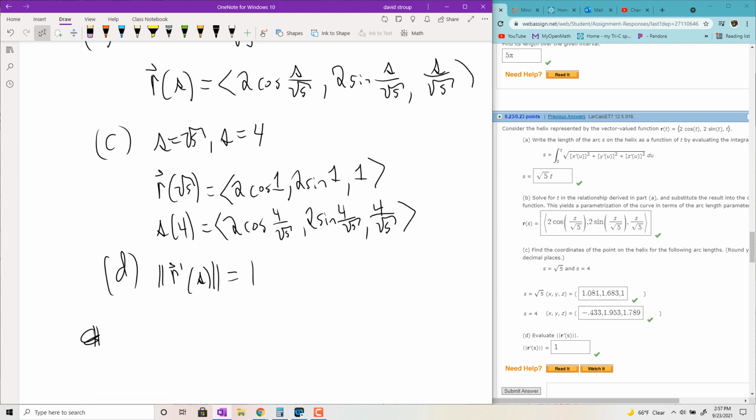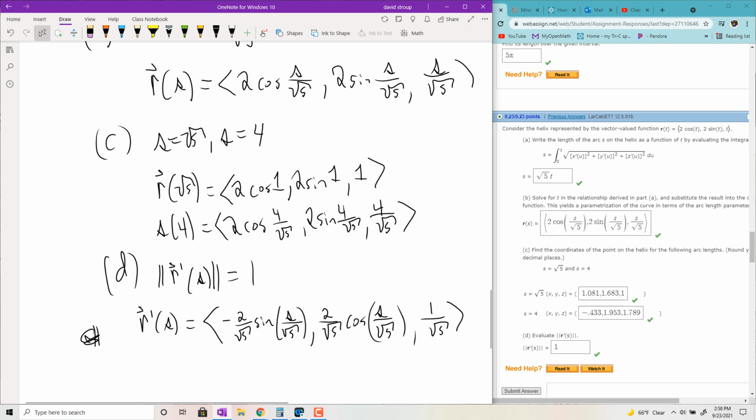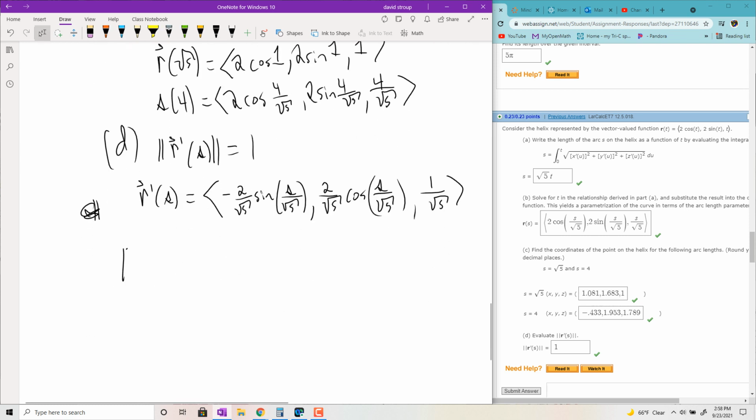So the magnitude, first we need the derivative, right? So r prime of s, that's going to be negative 2 sine of s over root 5 times 1 over root 5 from the chain rule. So I get negative 2 over root 5 sine of s over root 5. The next guy, similarly, 2 over root 5 cosine of s over root 5. And then the last component would just be 1 over root 5. Okay. Then I'm going to square all those and get the magnitude of the thing.